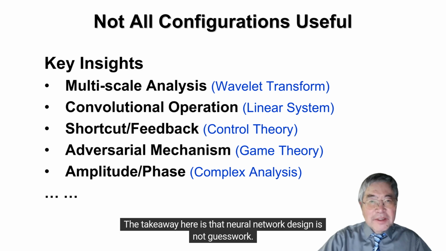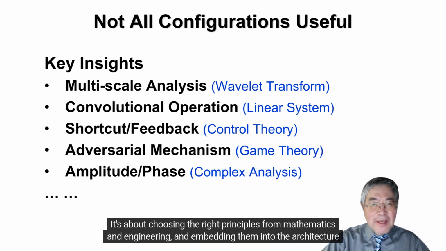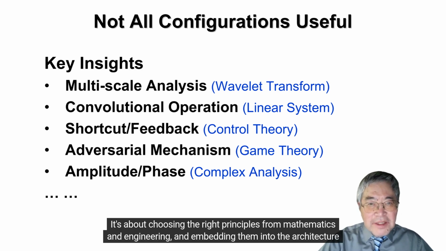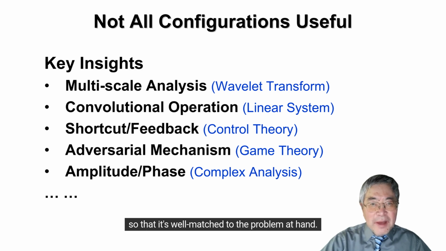The takeaway here is that neural network design is not guesswork. It's about choosing the right principles from mathematics and engineering and embedding them into the architecture so that it's well matched to the problem at hand.